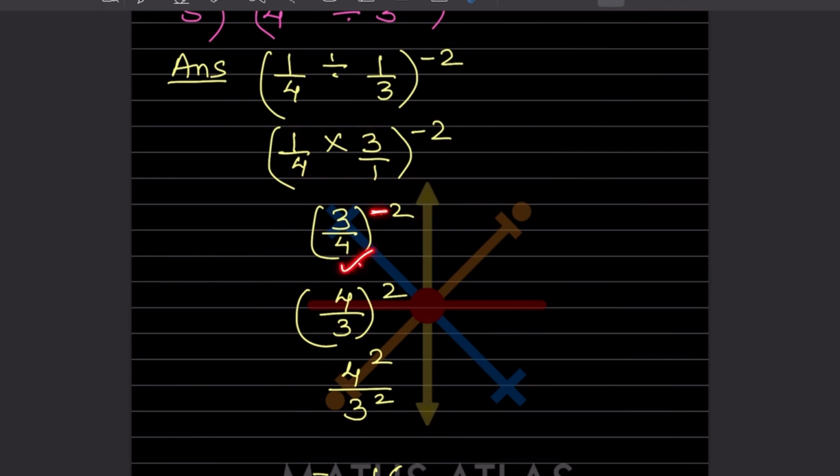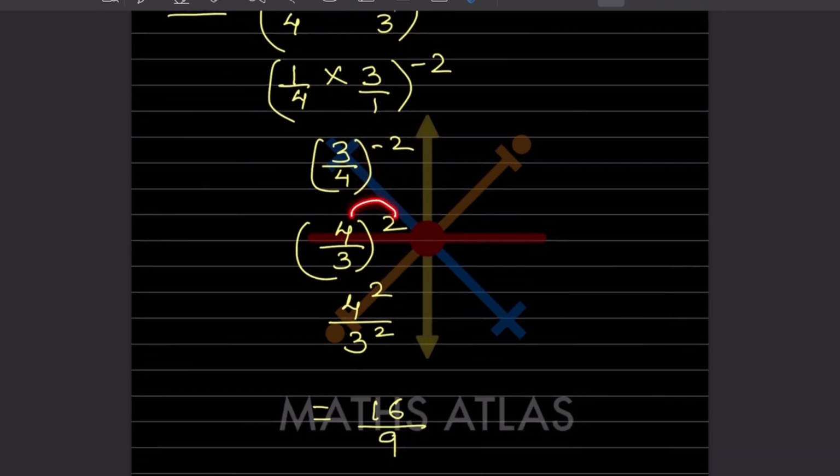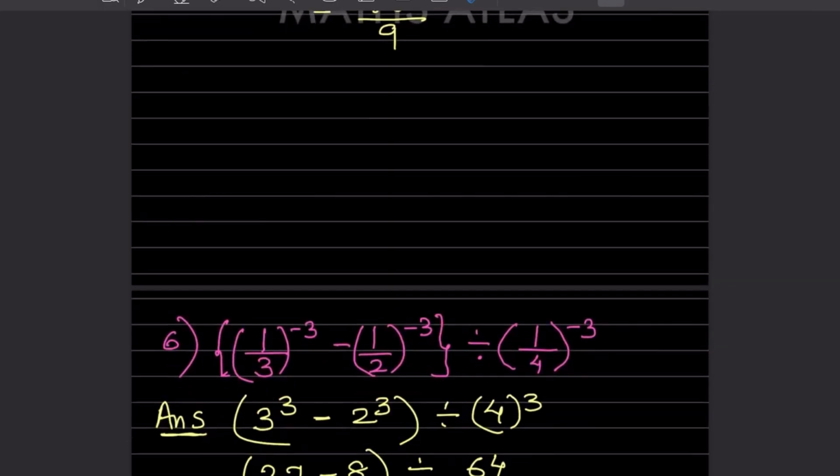So now what are you going to do? Now you got a single number. So now you are going to make this positive. So you are going to flip over this one. So 4 by 3 raised to 2. So 4 by 3 means it is going to be 4 raised to 2, 3 raised to 2. That is the rule. Whenever you have a by b raised to m, it will be a raised to m by b raised to m. So now 4 square will be 16, 4 into 4, 16, and 3 square will be 9.